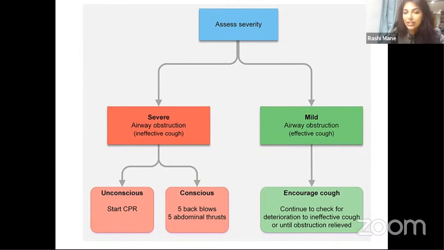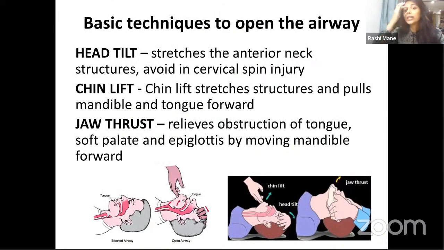If they're conscious, then you've got the 5 back blows. So that's basically you hit really hard between the scapula at the back. And then after that, if that's still not working, then you do the abdominal thrust, which is the Heimlich maneuver. I forgot to ask, if at any point you have any questions, feel free to ask.